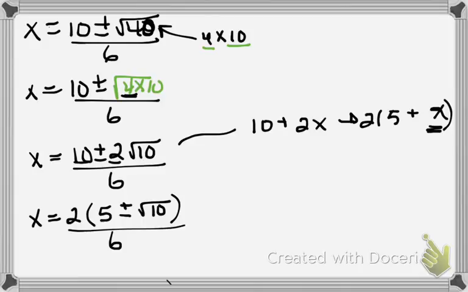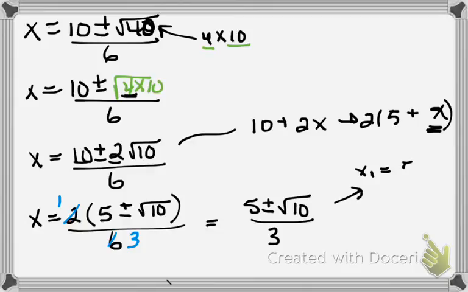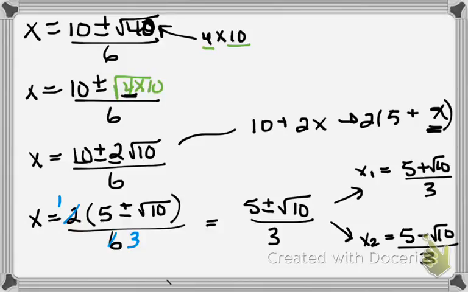Now since I can common factor, which in this case we obviously did, I can cancel these two things out. So I'm left with a 1 and a 3. And now this looks like it's fully simplified. So we have 5 plus or minus root 10 over 3. My first root, my x1, is 5 plus root 10 over 3. That's my first x-intercept. My second x-intercept is 5 minus root 10 over 3. And that's it. There's your x-intercepts.